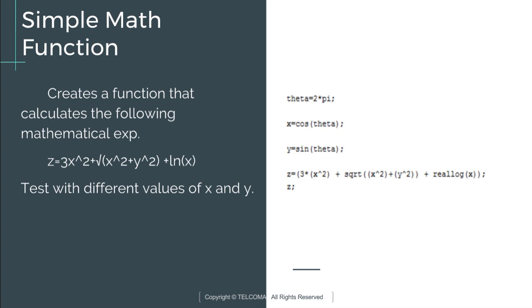I have taken the value of theta equals 2 pi and value of x and y as cos theta and sin theta respectively. Then I have merged those values of x and y in the equation of z, then calculate the value of z.